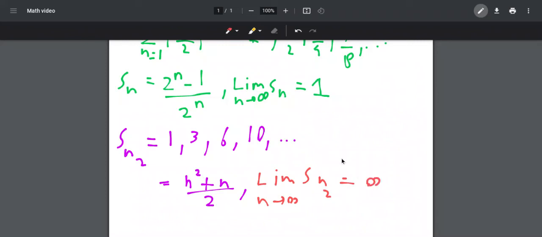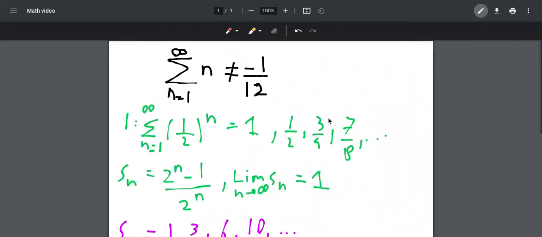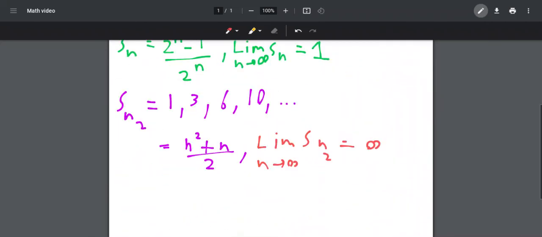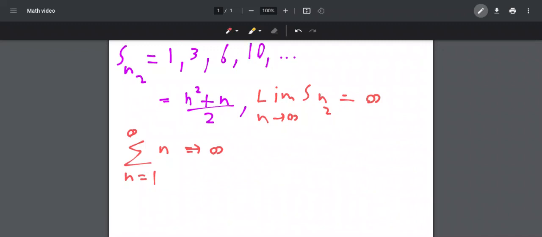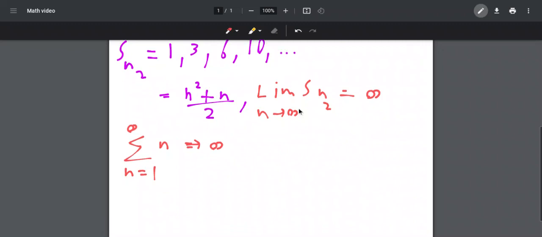So when the partial sum diverges to infinity, then the original sum, by definition, should also diverge. We can't say it equals infinity, but more like it goes to infinity. So the sum from n equals 1 to infinity of n would go to infinity, and so it would diverge to infinity. You can say that this is a divergent sum and it goes to infinity.